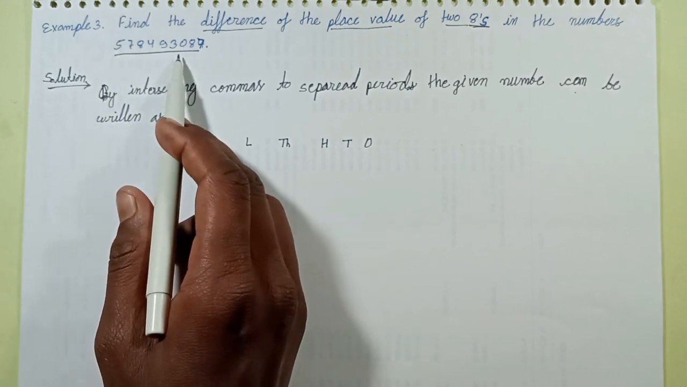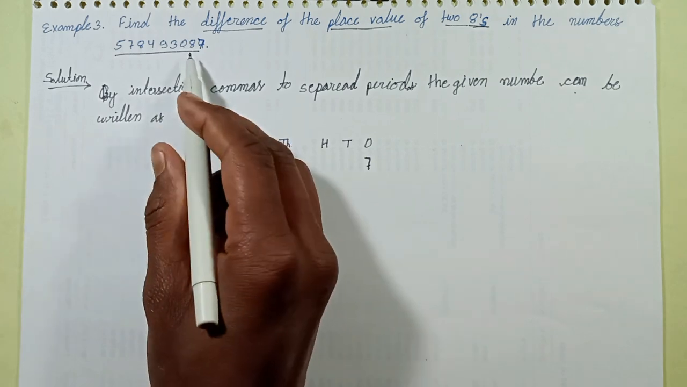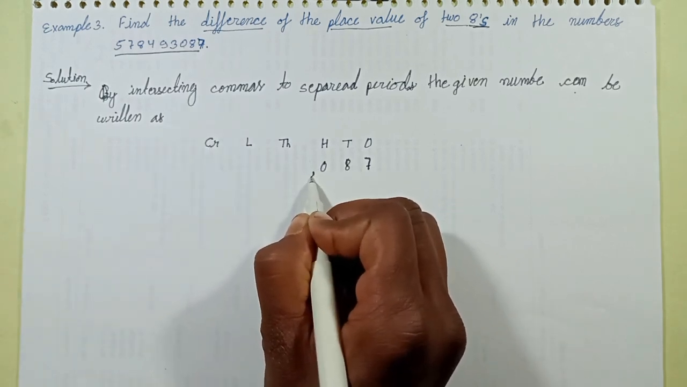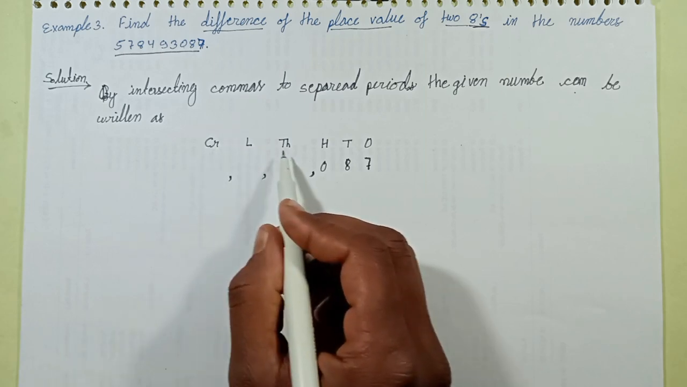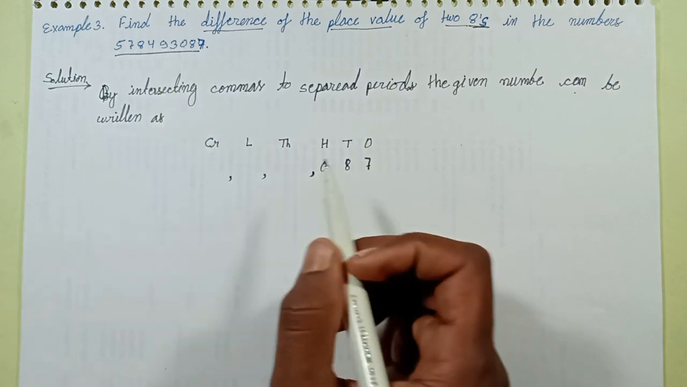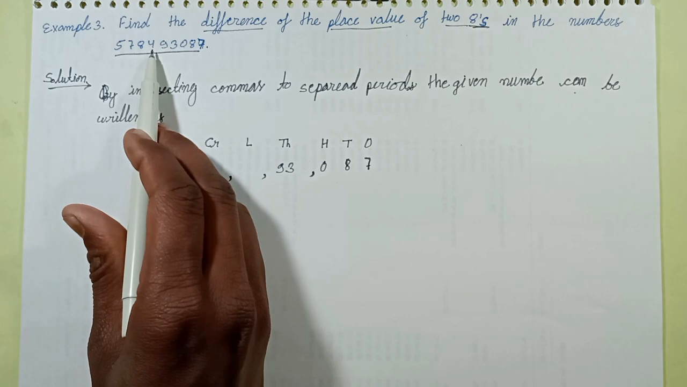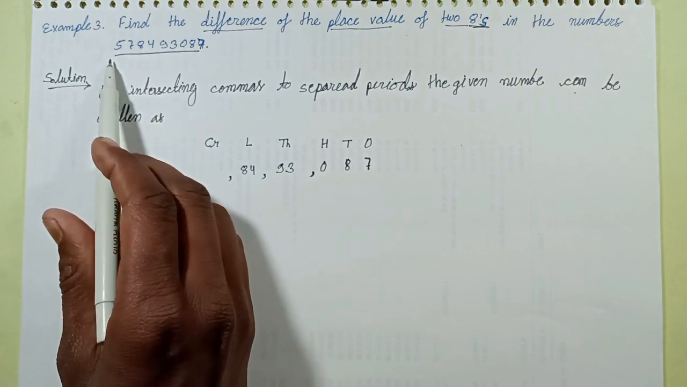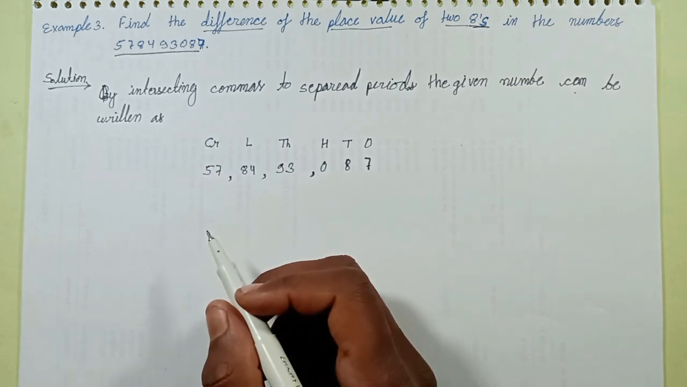Write down these numbers. First of all, 7 is put in the ones place, then 8 in the tens place, and 0 in the hundreds place. Separate by comma. This is the ones period. Then 93 is the thousand period. Then 84 is the lakh period. And 57 is the crore period.